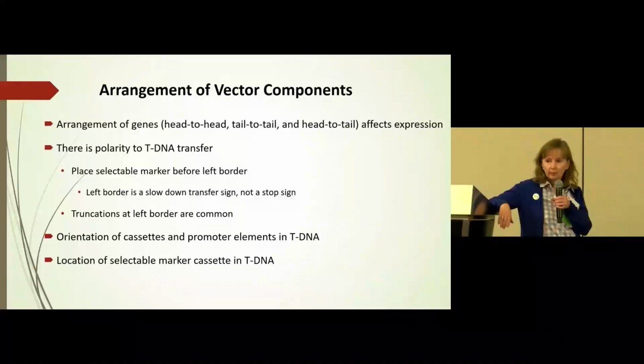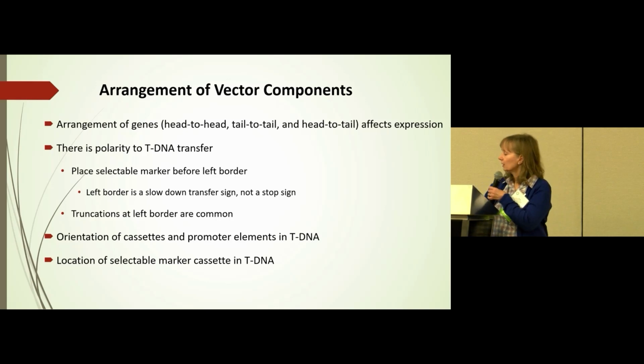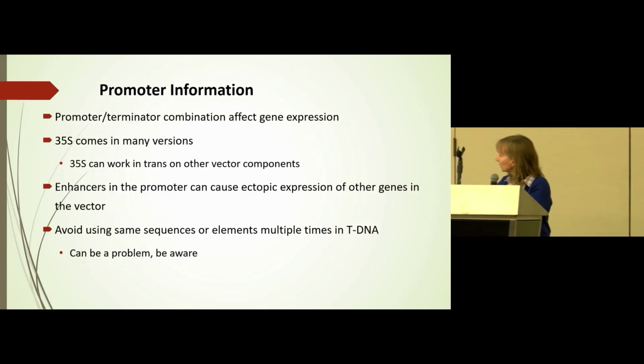Any other questions or comments on that topic? No? Just wanted to reiterate, Vina had a good idea. When you ask a question, give your name and your affiliation, and that kind of helps build our community. And I'm going to lump the next two together. There's the orientation of cassettes and promoter elements in your tDNA that need to be considered. And we talked a bit about the location of the selectable marker cassette in tDNA. But if anybody would like to talk a bit more about that, I think it's pretty straightforward. Any questions? Okay, all right. So let's move on to the next.